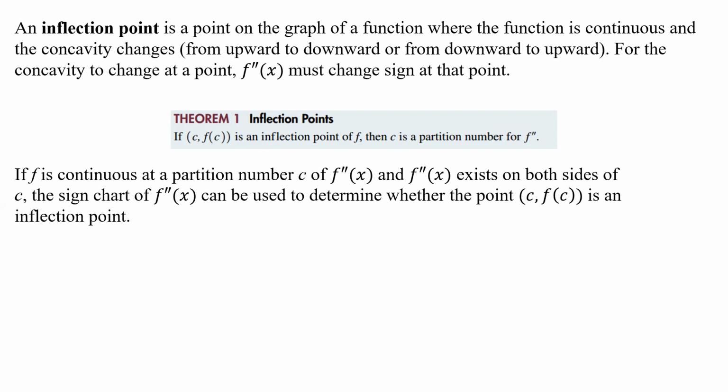C is a partition number for f double prime, for the second derivative, basically. So if f is continuous at a partition number C of f double prime of x and f double prime exists on both sides, the sign chart of f double prime, or the second derivative of f, can be used to determine whether the point C, f of C is an inflection point or not.